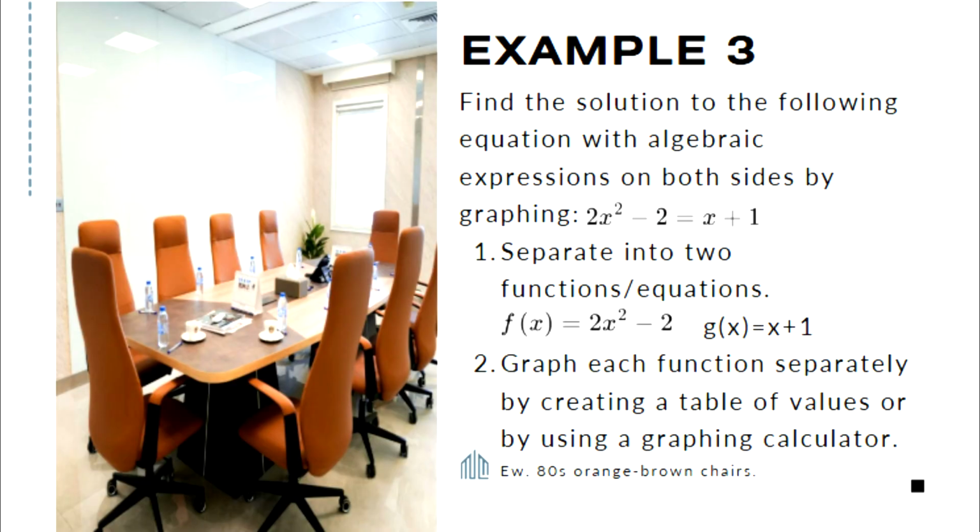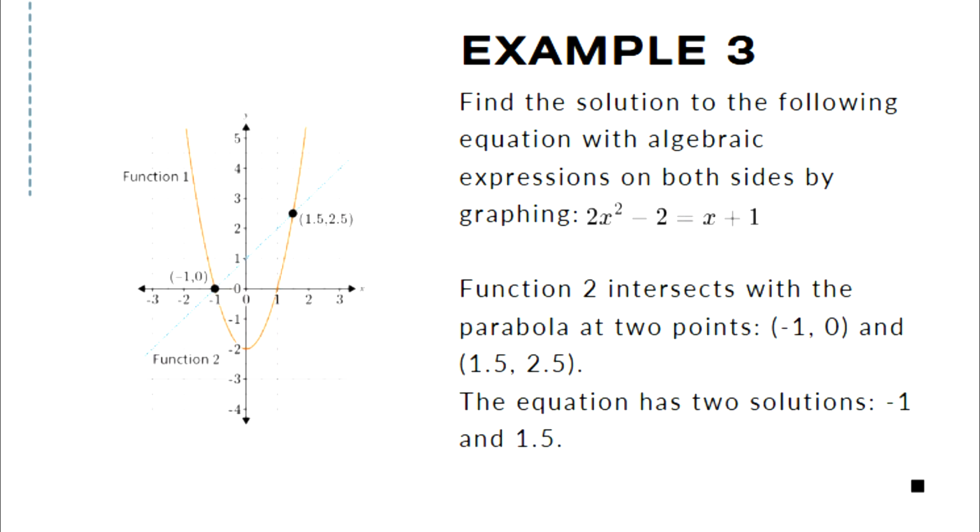Here's example 3. Find the solution to the following equation with algebraic expressions on both sides by graphing: 2x squared minus 2x equals x plus 1. So separate it by splitting right there. Get f of x and g of x. Graph each function separately by using a graphing calculator. It gives you that graph. Find the solution.